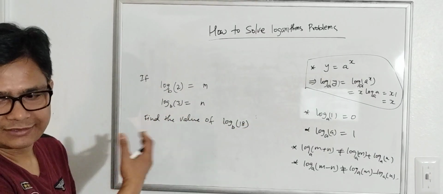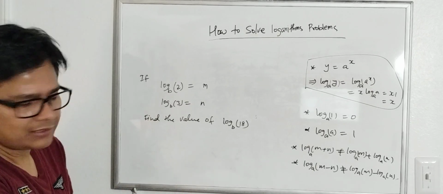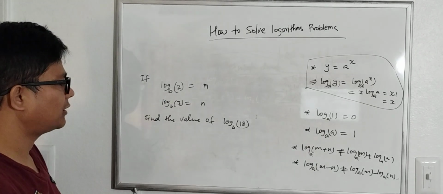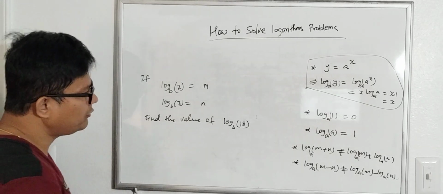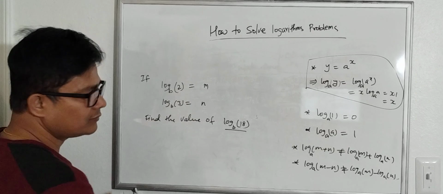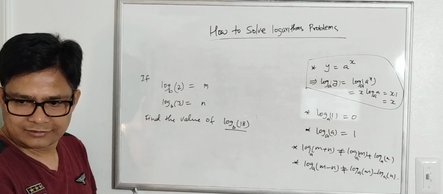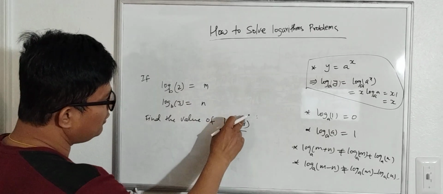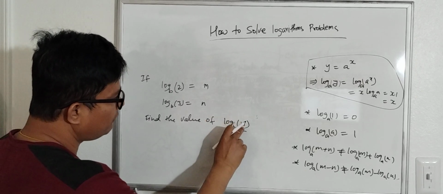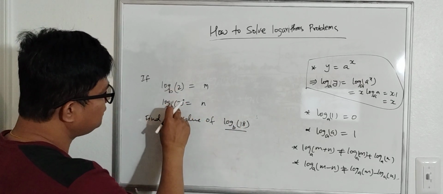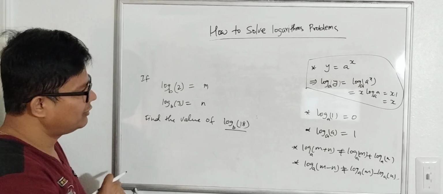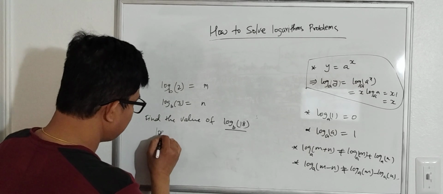So this is another type of problem you can get. You will be given some values, and you have to find some other value. So how are you going to solve this? Is there any relation between 18 and 2, 3? Basically, in such a problem, look at the number and ask whether you can factor it in terms of these two. That's the goal.